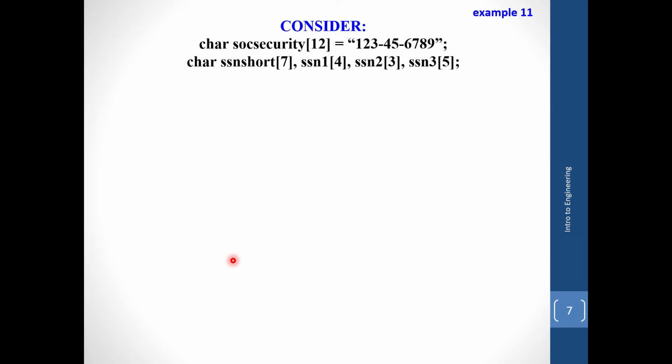So let's do an example. Let's say I have a string called socialSecurity. It's 12 long. I also have strings ssnShort, ssn1, 2, and 3. You can feel free to pause this at any time so you can try these on your own. A: Store in ssnShort as much of socialSecurity as will fit.